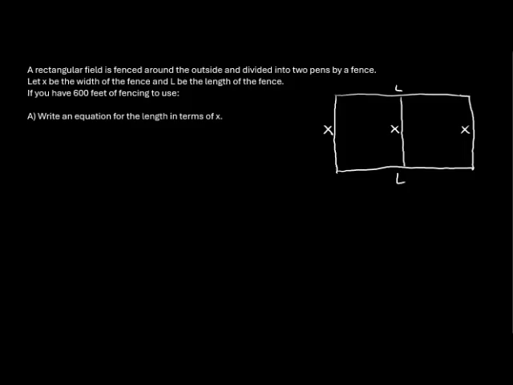terms of X. When you see the word fencing in any word problem, the first thing we need to think of is perimeter. So let's begin by writing a perimeter equation. The perimeter of this shape is the length of all the sides added together. We can see that we have two sides labeled L and three sides labeled X. For this reason, we can say the perimeter is 2L plus 3X. We can also say, because we know we have 600 feet of fencing, that this must add to make 600.